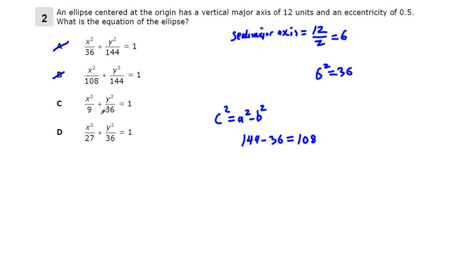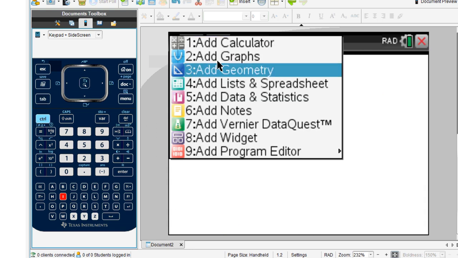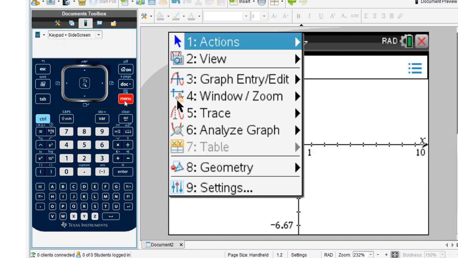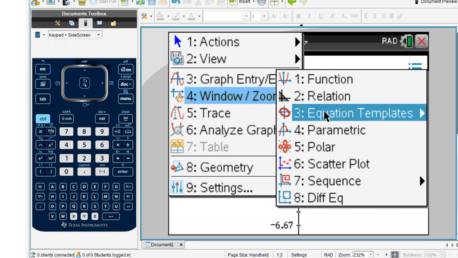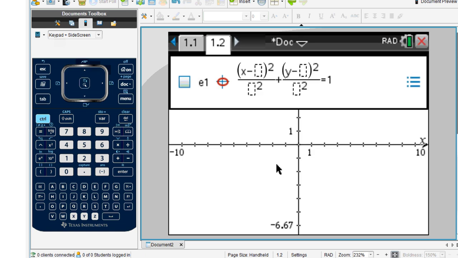So we're going to depend on our calculator for that eccentricity. Oops, I got the wrong one here. I meant to take C and D. Anyway, I'm going to do the first one, x squared over 9 plus y squared over 36. Let's go here, Control I, graph, menu, graph entry, edit, equation templates, ellipse, center form.